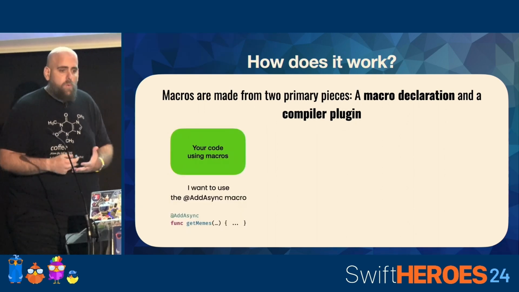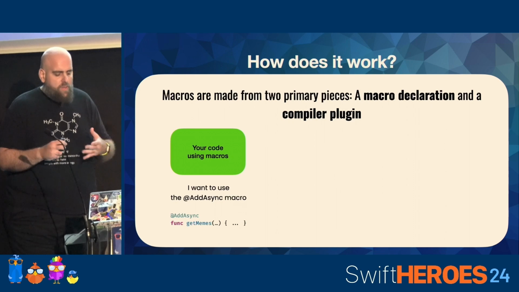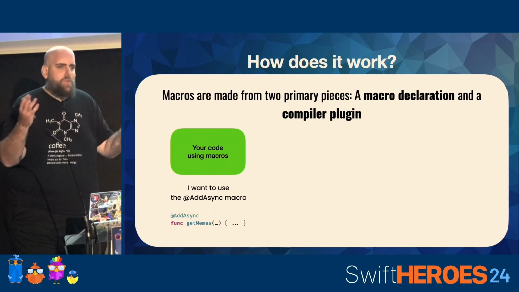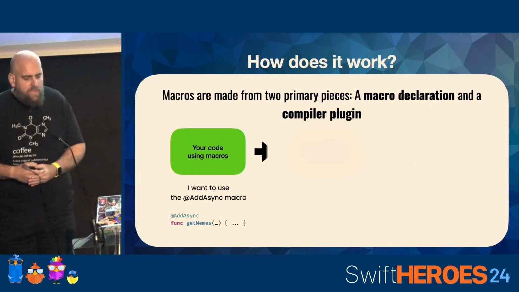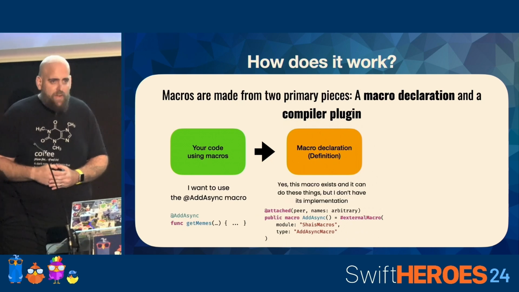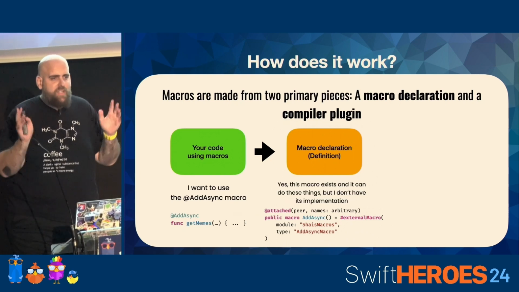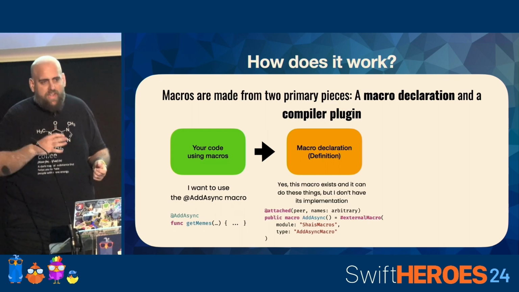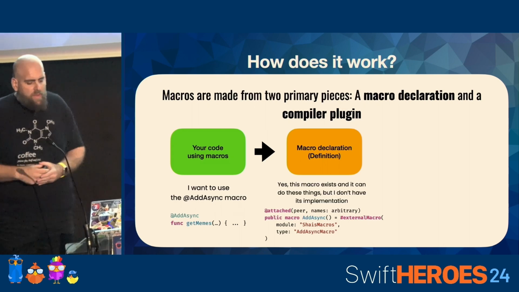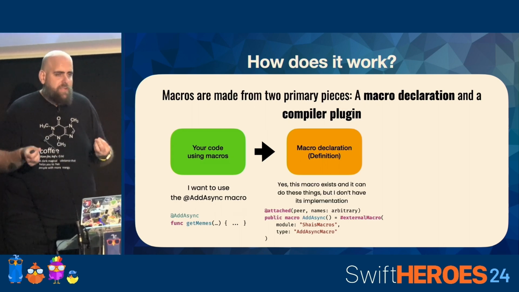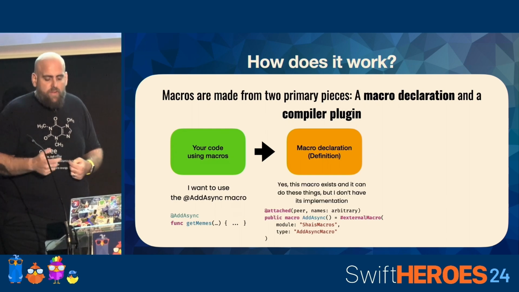So if you have your own code that uses macros, you just put your macro and you say, I want to use this add async macro. Then the compiler goes around looking for this declaration. The declaration lives somewhere in your project. It can be either in your app or like an external module. It doesn't really matter. But it is only the definition itself. It doesn't have the implementation.